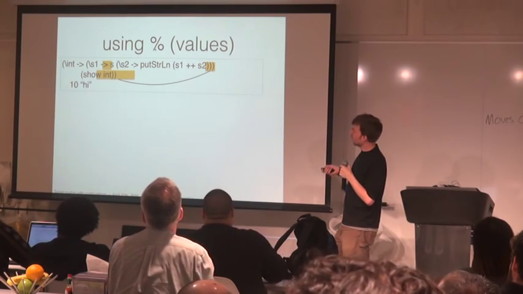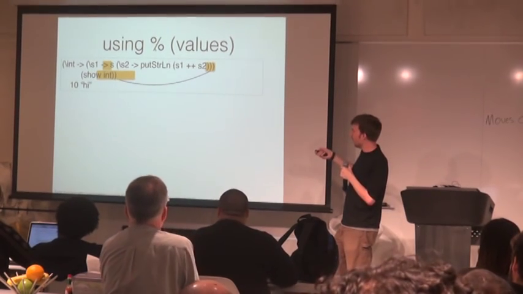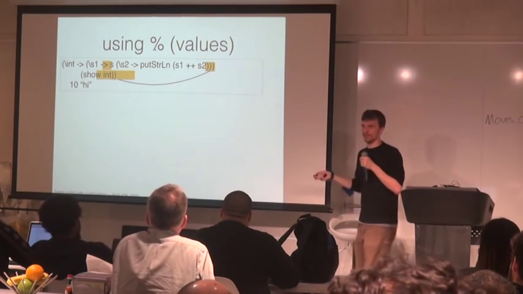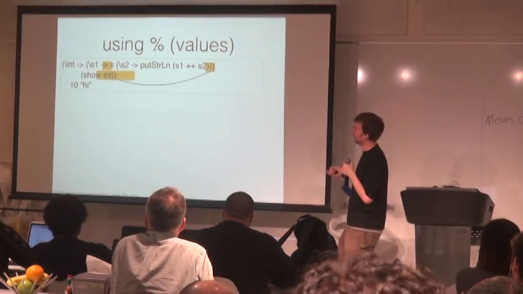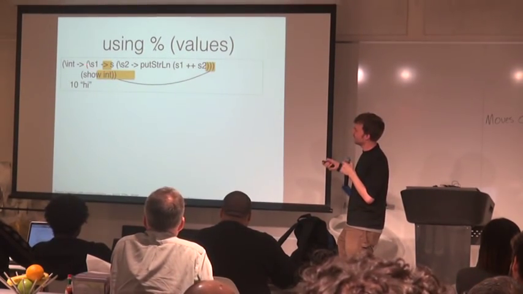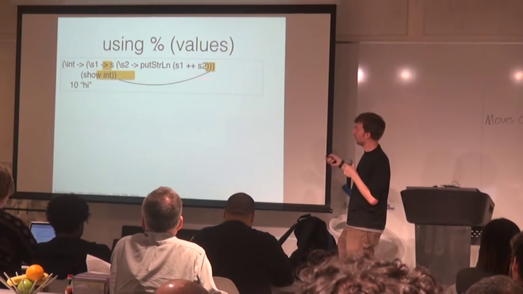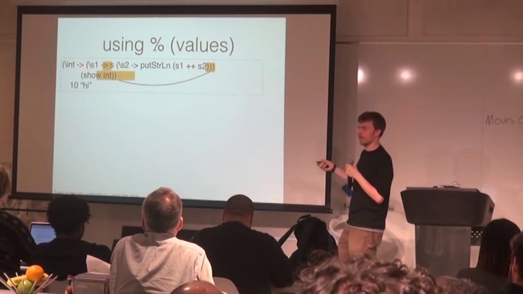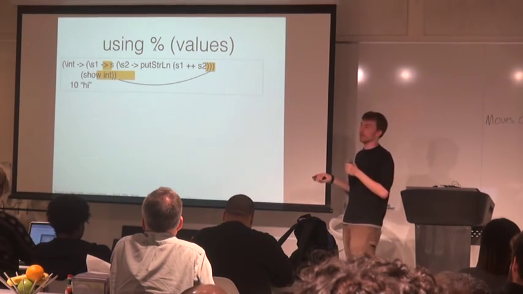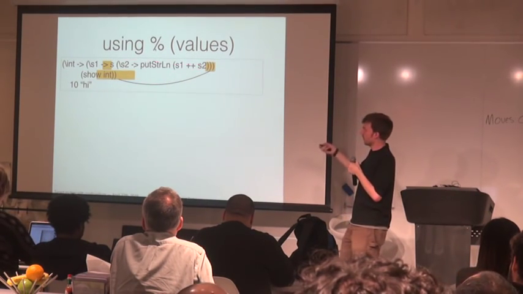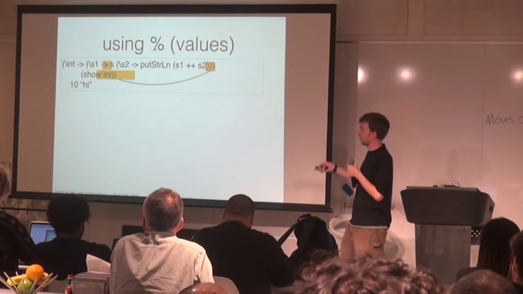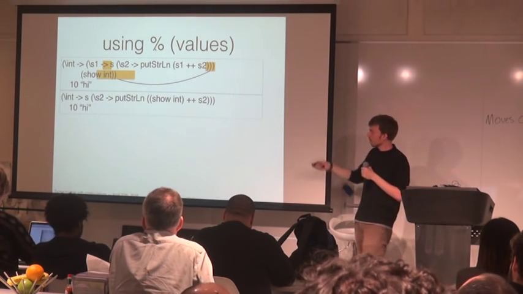And what I'm going to do now, and I really apologize for the highlighting not lining up at all, is this is a function that's supposed to be where the formatted integer goes. And it's applied to show of int, which is the formatted integer. So we can apply that and replace everywhere we see s1 in the body with show of int. And so we get that.